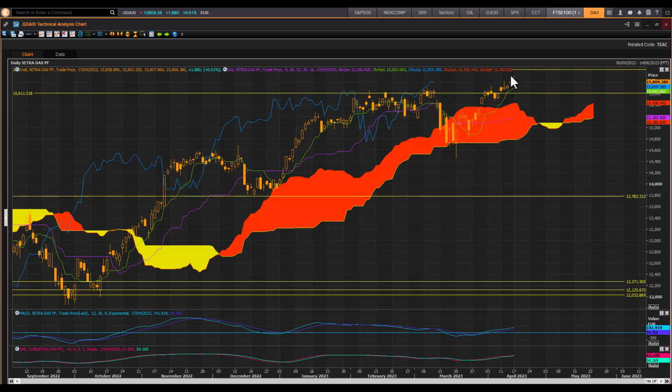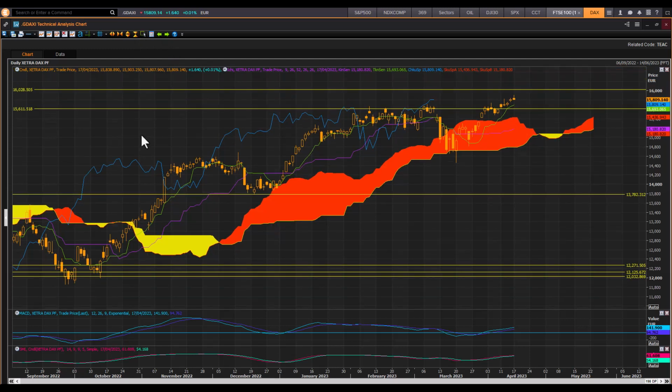So if this resistance level holds up here at 16,0208 and 15,611, then there's a high probability that we're going to snap back, close that gap, and possibly test this front end cloud chart support level in this kind of consolidation on the daily.